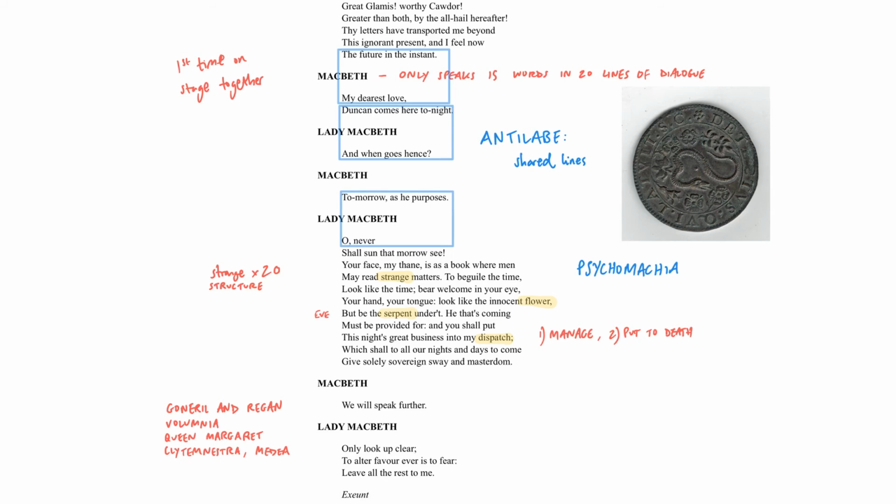Some people think that when she says, put this night's great business into my dispatch here, dispatch primarily means like put to death. I'm going to be the one who kills Duncan, as if she has now planned to do it herself in this scene. But its primary meaning is actually just manage. Like, let me think this through. Put this in my care. The secondary meaning is to put to death, like to dispatch someone. So dispatch here is more like, I'm going to do the admin. Let me finish off the plans.